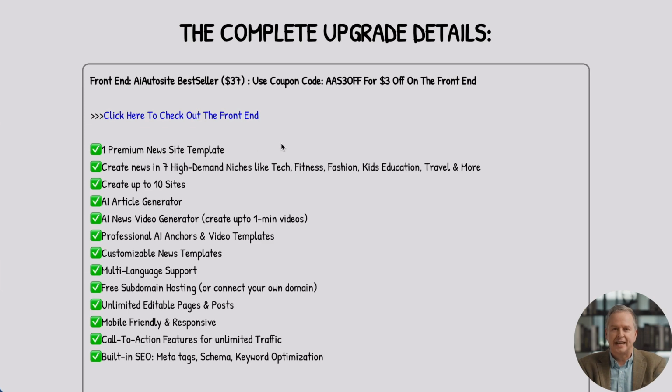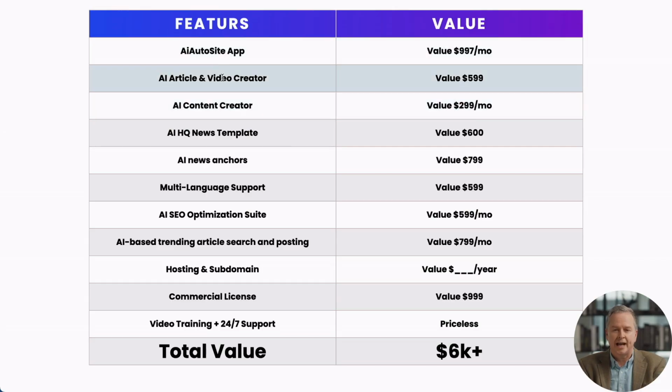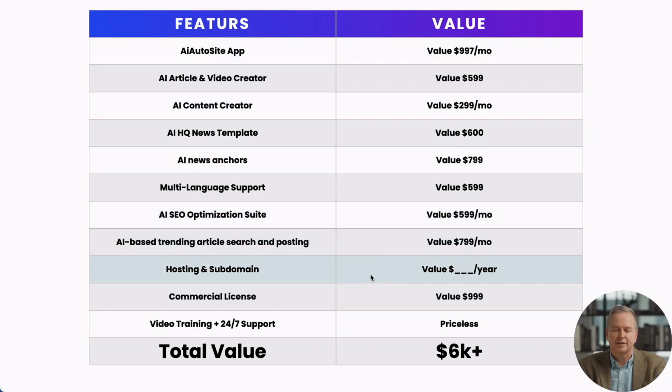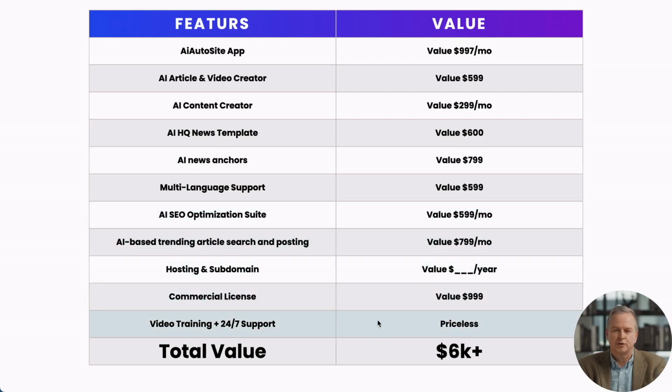Now let me walk you through the AiAutosite upgrades. The front end is the AiAutosite commercial that gives you everything to start with AiAutosite as a beginner. You get access to AiAutosite app, AI article and video creator, AI content creator, AI high-quality news template, AI news anchors, multi-language support, AI SEO optimization suite, hosting and subdomain, commercial license, video training, and much more.